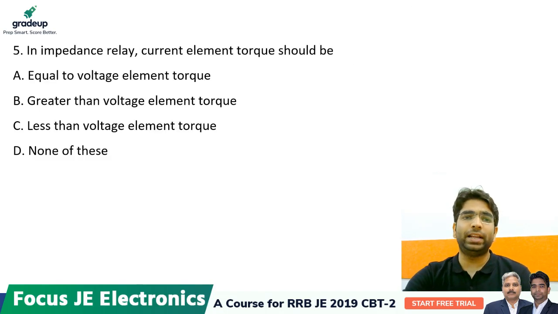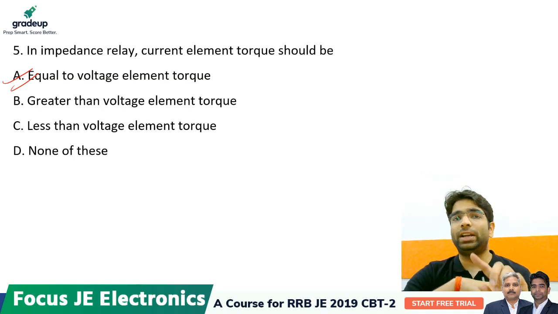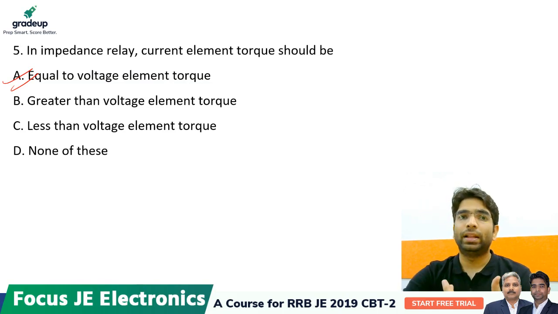In an impedance relay, the current element torque should be equal to the voltage element torque. My dear friends, if the current element torque is different, high or low, from the voltage element torque, then what will happen? Then the relay will not operate successfully. So the current element torque should be equal to the voltage element torque for successful operation of the relay. Otherwise it will always be tripped.